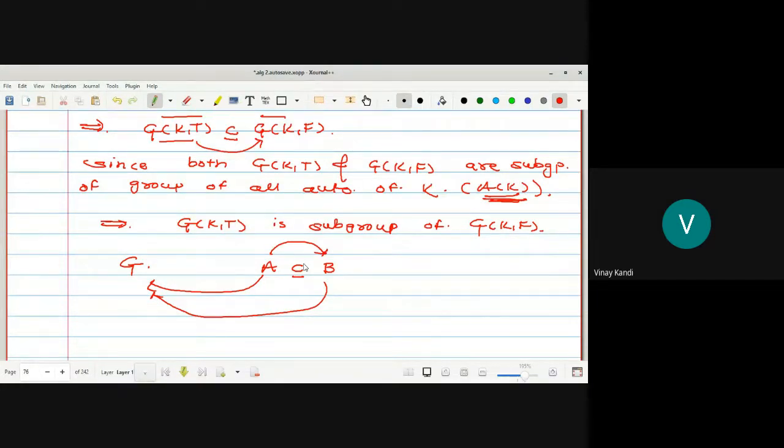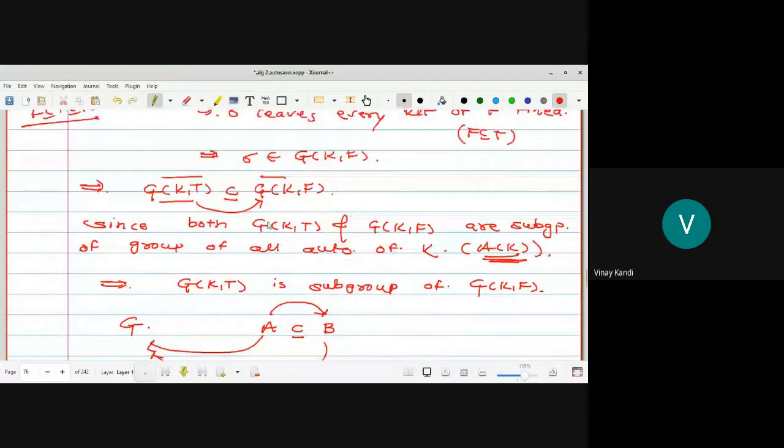If A is a subgroup of G, GKF is a subset of GKT. GKF is the subgroup of AK. Okay, and GKT is what? Also a subgroup of AK. Is it correct?